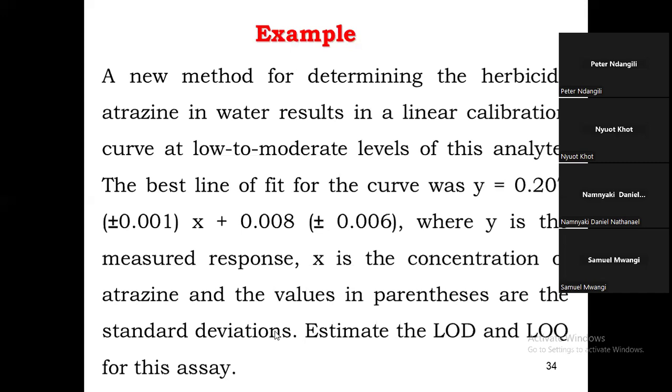Now the question is, what we are supposed to isolate is the important aspects. Because we say that LOD is equal to 3.3 multiplied by standard deviation of the blank, and you divide by the slope.